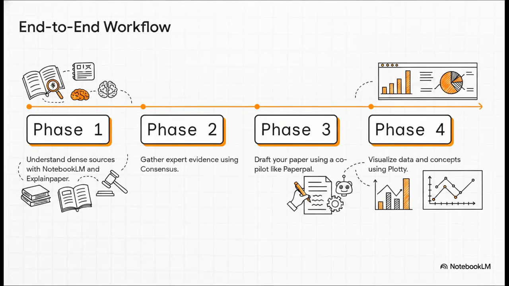So the crucial point is how this all comes together into a seamless workflow. Let's recap. We start in phase 1, using Notebook LM and Explainpaper to truly understand and map out our dense sources. Then we move to phase 2, relying on Consensus to quickly gather hard expert evidence to back up our claims. Next, we hit phase 3, actively drafting our paper with a co-pilot like Paperpal to beat that blank page syndrome. And finally, phase 4, we visualize our data and concepts using Plotty to give the report a really professional polish. Boom, that is a complete end-to-end system.